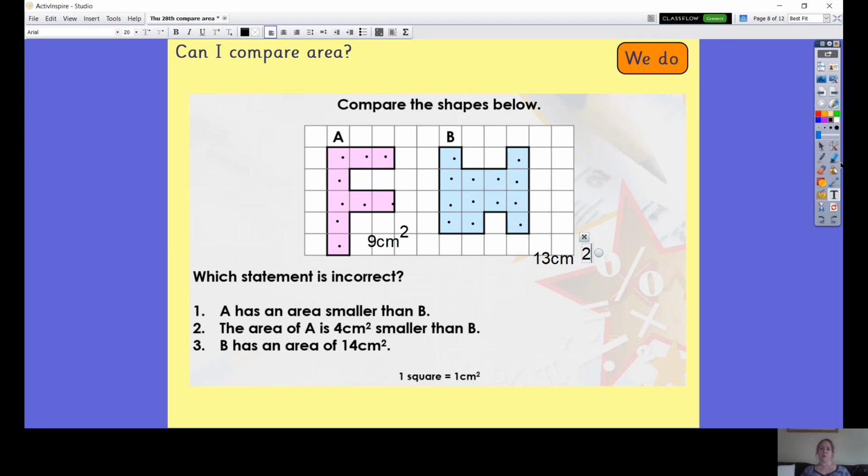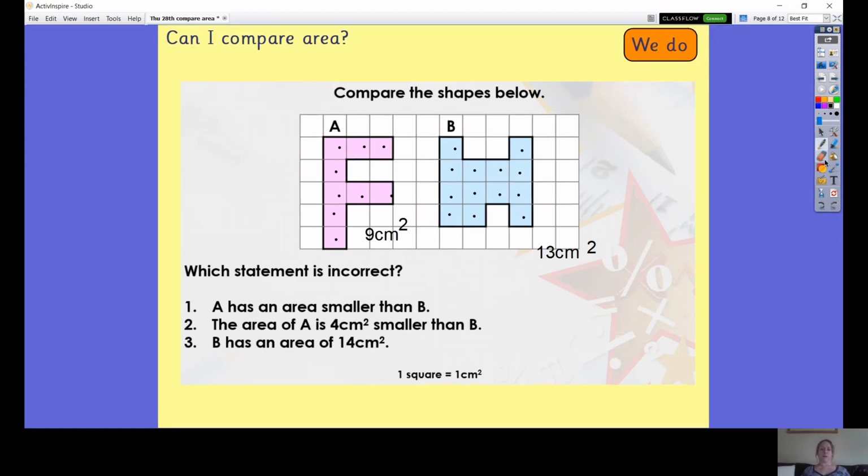Okay, so now we've got to work out which of these statements are correct. So A has an area smaller than B. Well, I can see that A's area is 9 centimetres squared and B's area is 13 centimetres squared. So I think that is true. A does have a smaller area than B. So I'm going to give that one a wobbly tick.